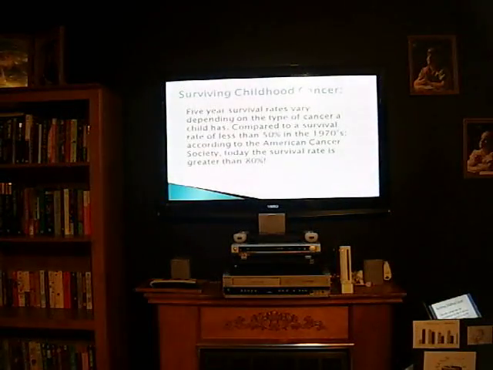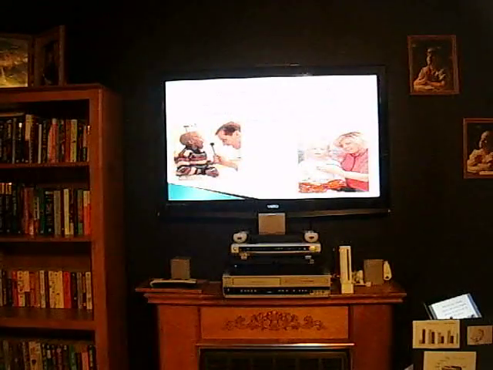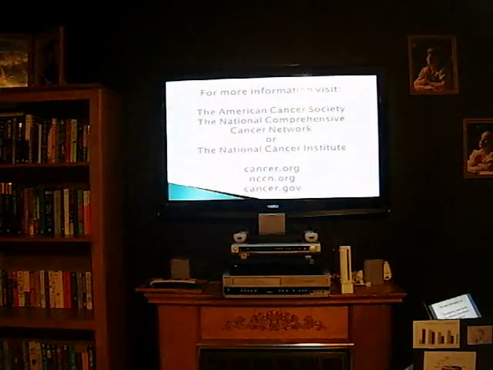Surviving childhood cancer. 5-year survival rates vary depending on the type of cancer the child has. Compared to a survival rate of less than 50% in the 1970s, according to the American Cancer Society, today the survival rate is greater than 80%. With the help of friendly doctors and nurses, together families can get through this difficult time.